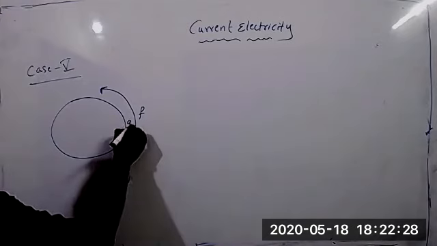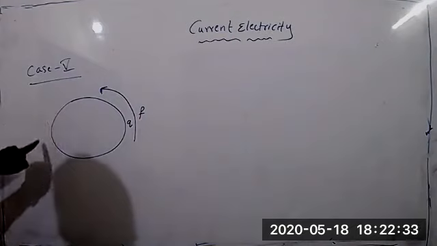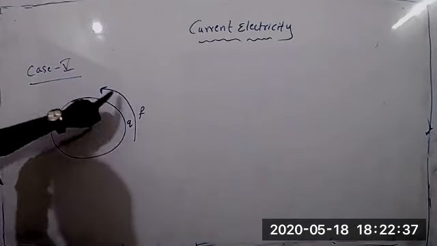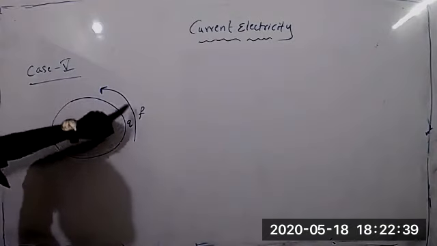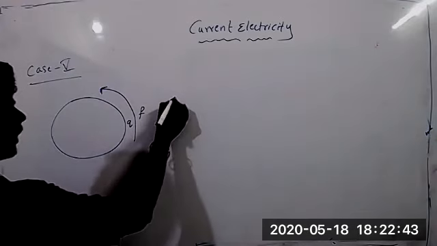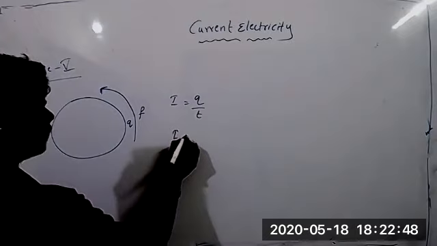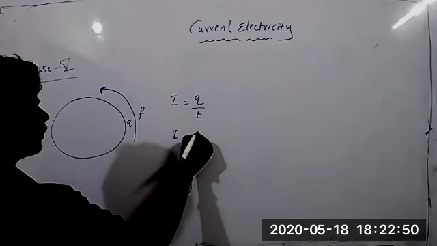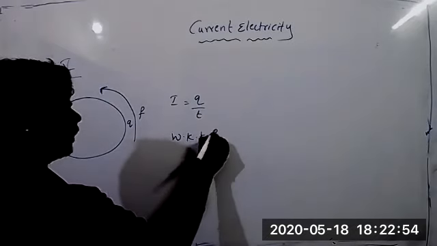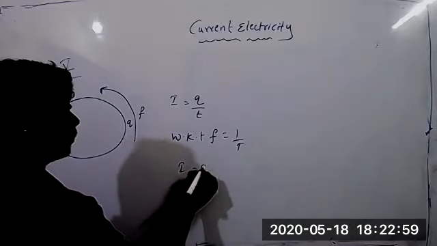One charge q is moving around the circular path with frequency f. Calculate the current. Again, I is equal to q by t. We know that frequency is equal to 1 by time period. So I is equal to qf.